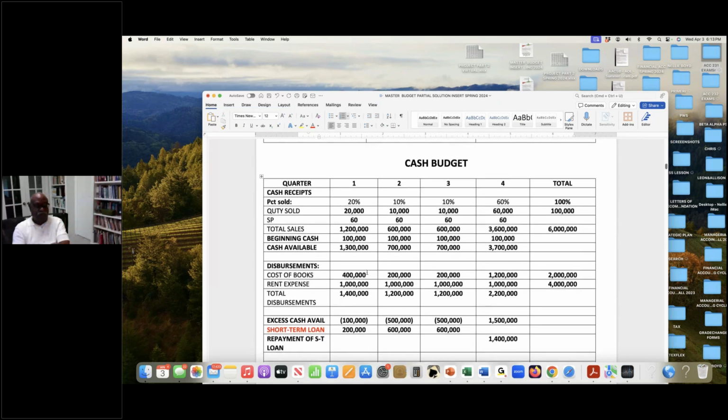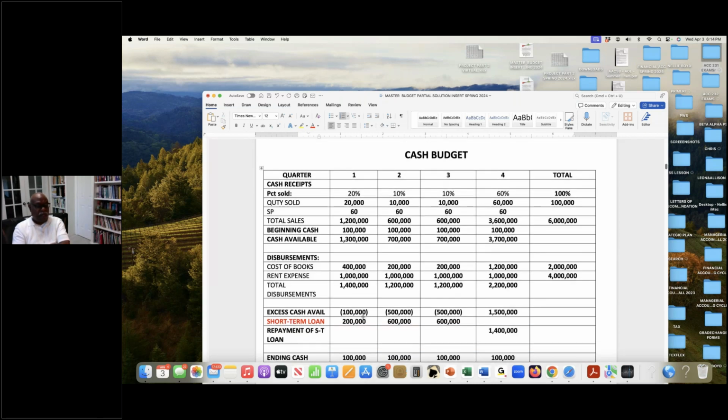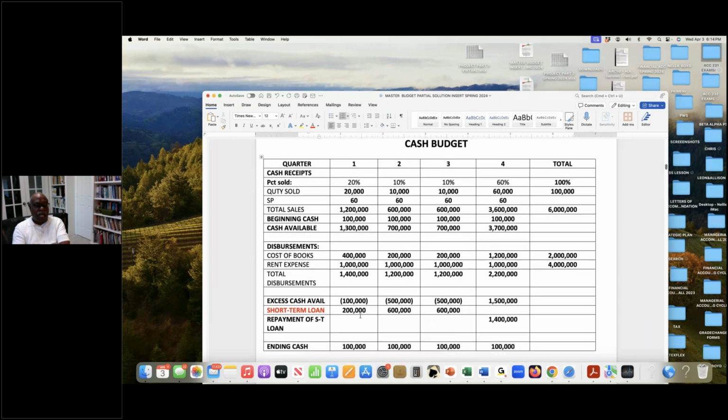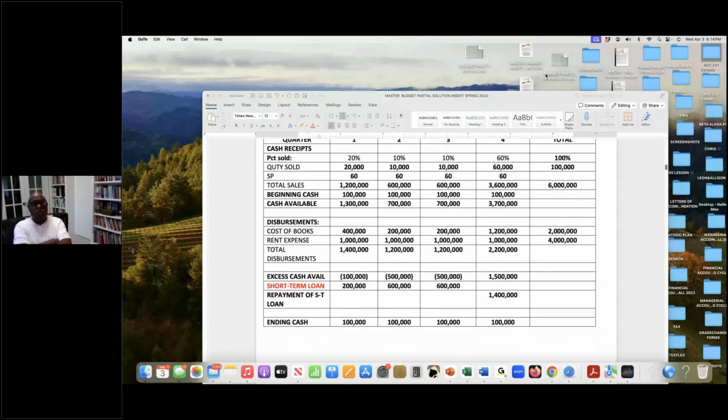The cost of the books, we had to buy 20,000 books, $20 each. That's 400,000. Our administrative expense is $1 million a quarter, so our total disbursements were $1.4 million. We only had cash available of $1.3 million, so we were short 100,000 for paying all of our expenses. So we would have to have a 200,000 loan so we can keep 100,000 in the bank. Are there any questions on what we just did?